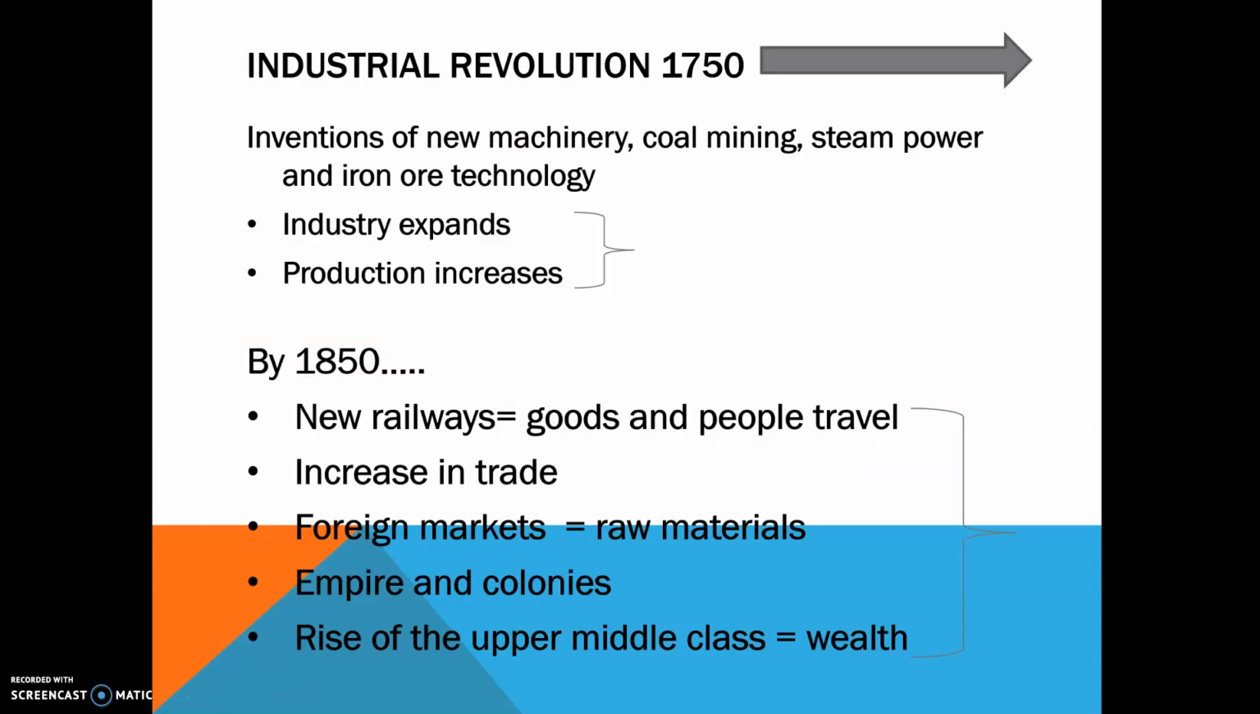Now, the Industrial Revolution started around the 1750s, and just quite a simple version of it really begins in Britain. Britain is a dominant world power, and they're looking for ways to increase production. So inventions of things like steam power, further development of coal mining, and the development of iron ore allows industry to expand and starts this idea of increasing production. So 1750 is really kind of the start period.